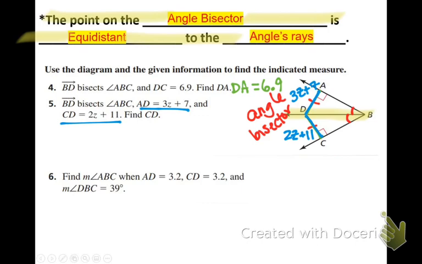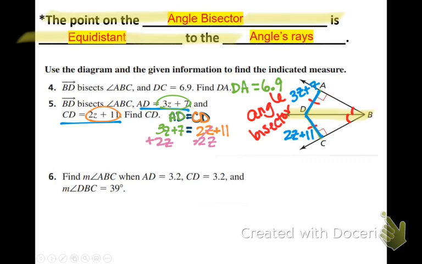Find CD. So what I know about these two things is that the length of AD is equal to the length of CD. So I'm going to plug them in. So the length of AD currently is 3z plus 7. The length of CD is 2z plus 11. To solve, we're going to move the smaller z. So subtract 2z from both sides.